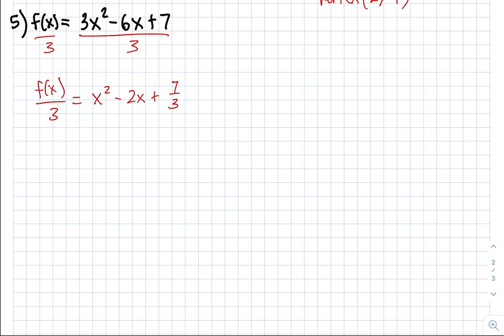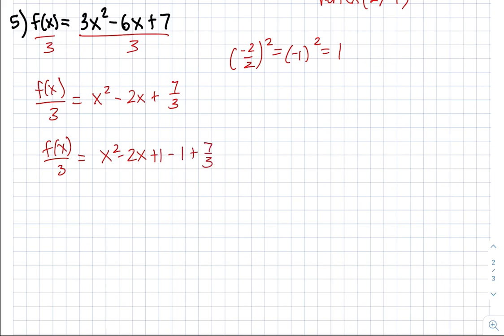Okay, now we gotta half the coefficient of the x term and then square it. Negative 2, nope. So we half it and then we square it, which is negative 1 squared, which is 1. So write that. Okay, so we add by this, and we subtract by that. Which means we need to find the factors of this, and we need to combine those.